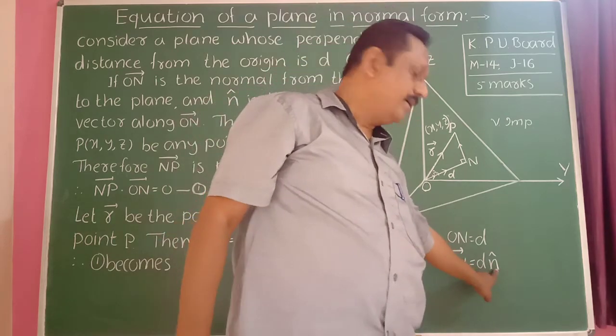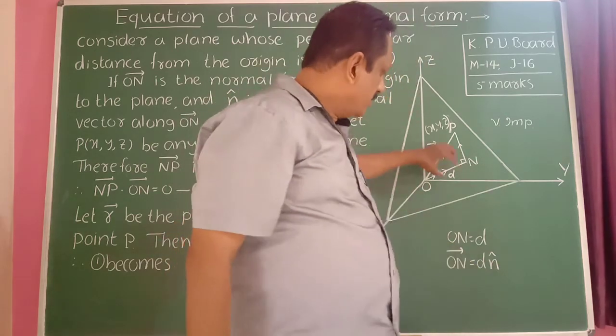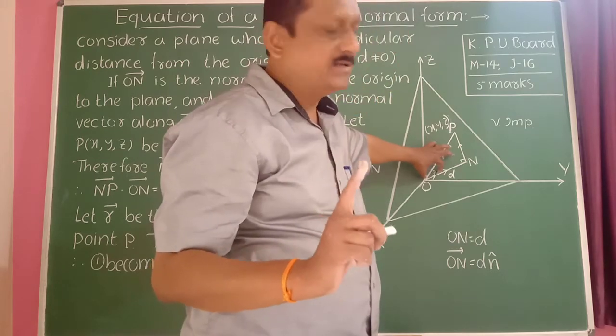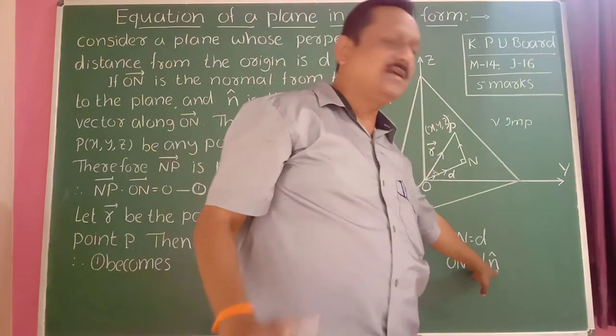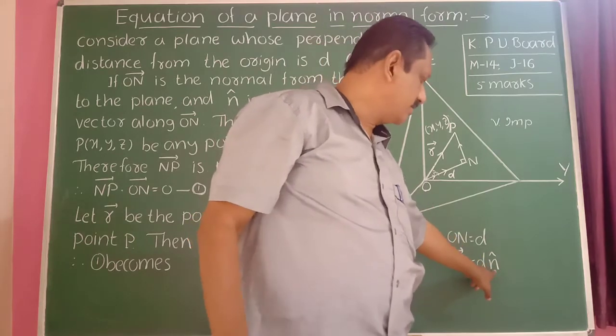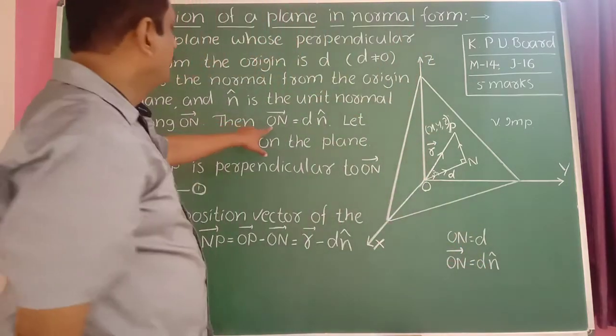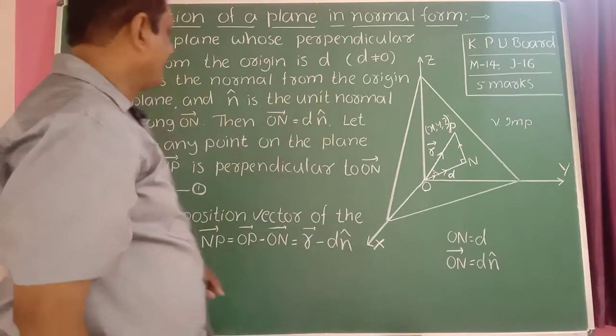Therefore, we multiply by n cap. n cap is the unit normal vector. Its length is 1 unit. So d into 1 is again d only. That's why it shows the direction of that vector. Hence, ON bar is equal to d into n cap.